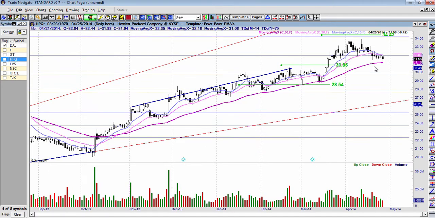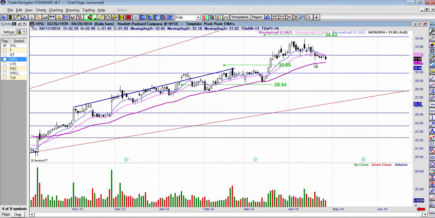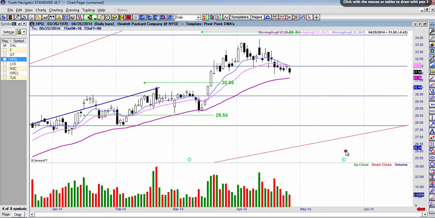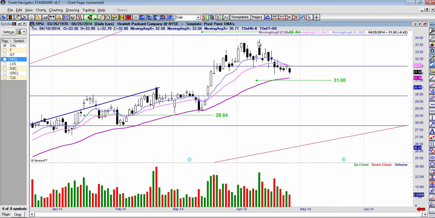Let's have a look at HPQ. Maybe HPQ is giving us some better trade opportunities. And yes, it is. Earnings is very, very far away. It's late May, which gives us a lot of trade opportunity in the meantime. Now with this one, very easy bidirectional trade setup. Bullish above 32.61. Bearish below the break of the 50 at $31.